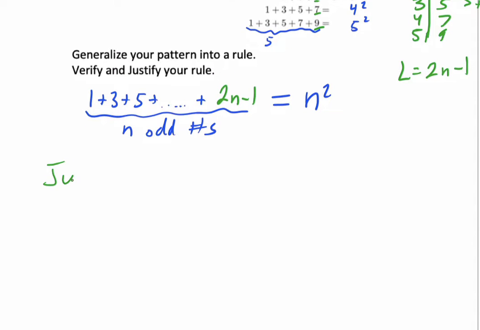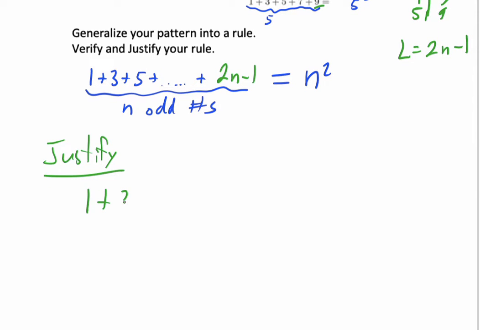To justify, we will write out that list and then pair certain sums together. So I've written the first 3 terms here. The last 3 terms, since they're going up in 2's, are going to be 2n minus 5, 2n minus 3, and 2n minus 1.